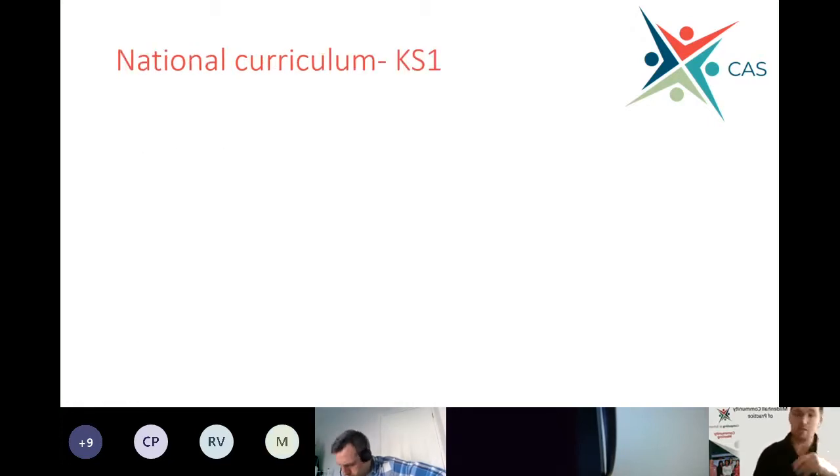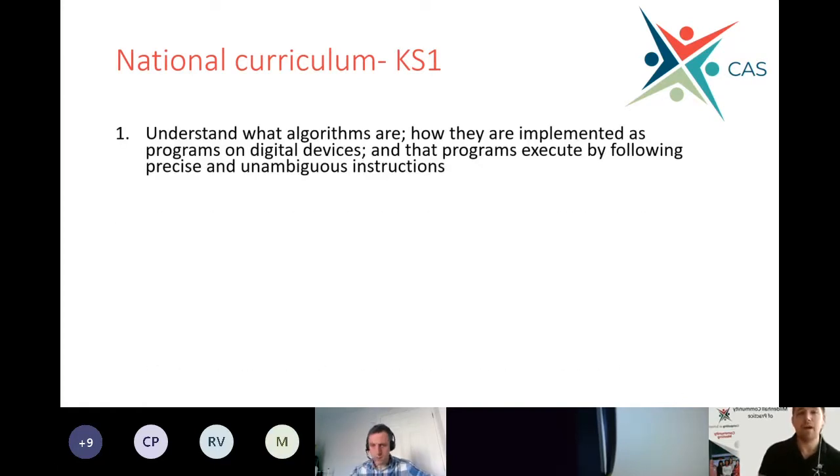So for key stage 1, it's quite a limited list, and it's not that extensive. The main bits in there, and I've numbered the points from the national curriculum, so this just comes from the government's website, and I've just numbered those to make it easier to refer back to them later on.